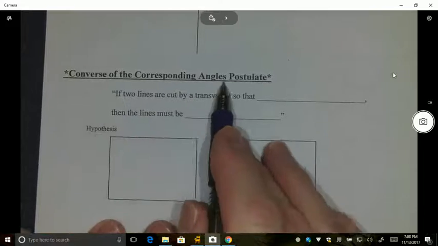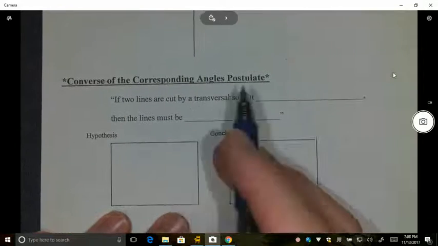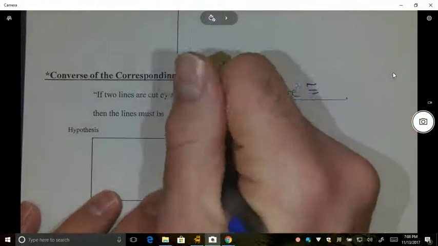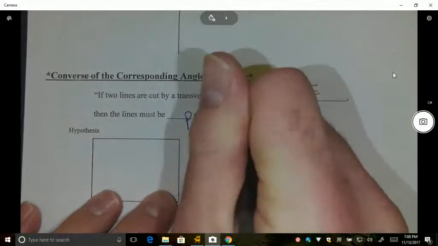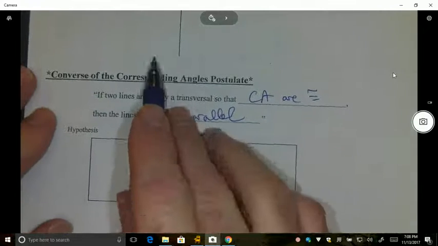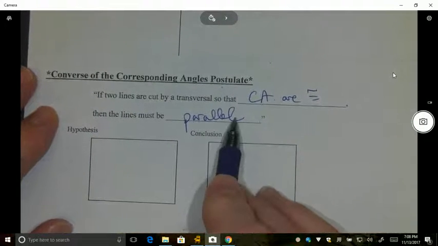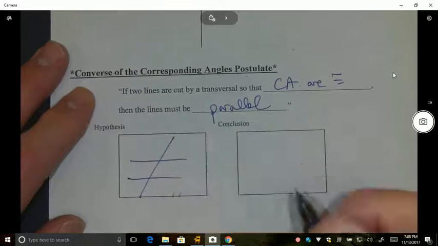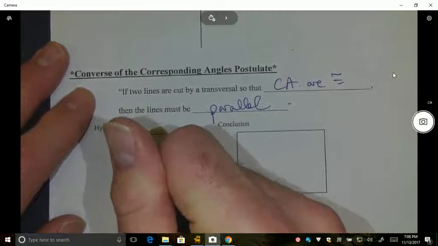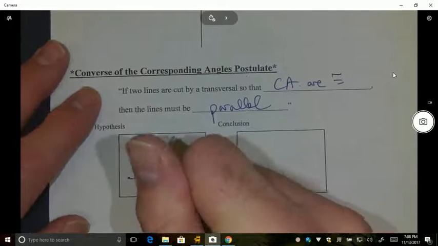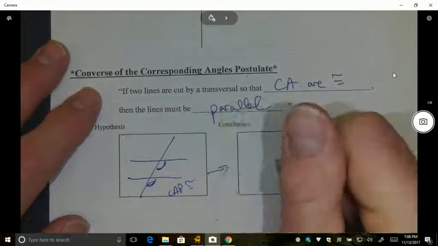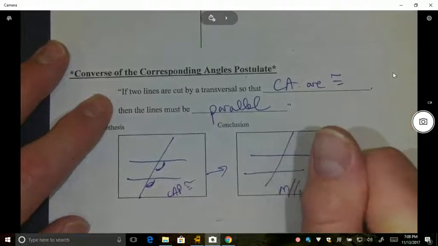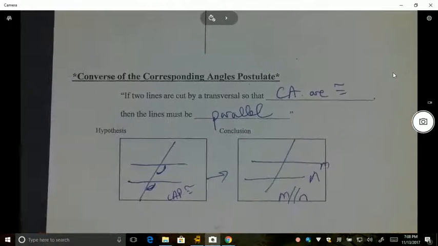The converse of the corresponding angles postulate says that if two lines are cut by a transversal so that corresponding angles are congruent, then the lines must be parallel. So we use this when we have corresponding angles congruent to conclude the lines are parallel, and we use this as our reason. The hypothesis is I have two lines that kind of look parallel, and I got some corresponding angles that are congruent. And if they are, then I can say, hey, those lines right there are parallel, and cite this as my reason.